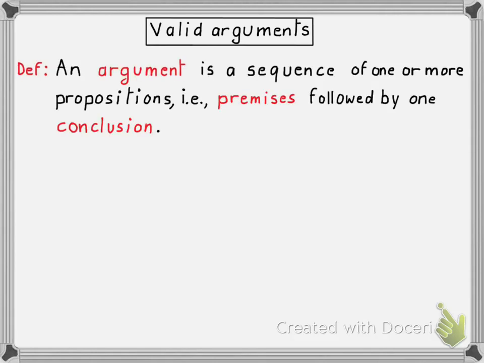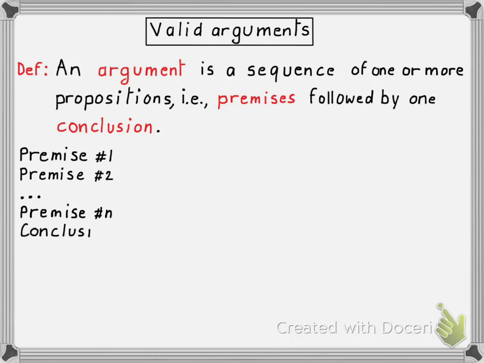Remember that an argument is a sequence of one or more propositions, the last one of which is called the conclusion, and all the other ones are called the premises. So in other words, an argument is basically a series of premise number 1, premise number 2, etc., premise number n. Each one of these is a proposition, and the argument ends with a conclusion, which is another proposition. So taken together, these constitute an argument.